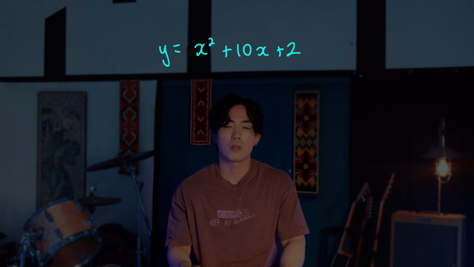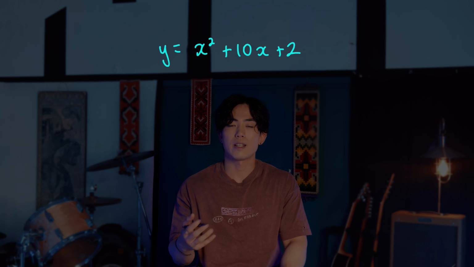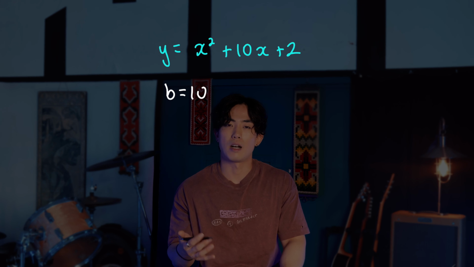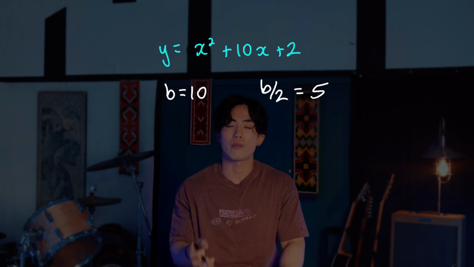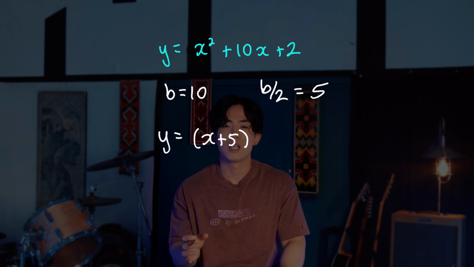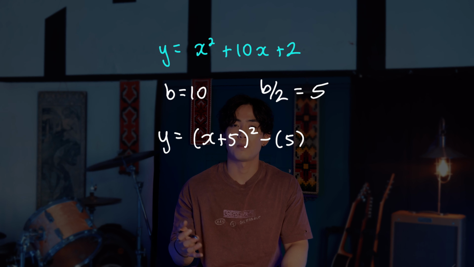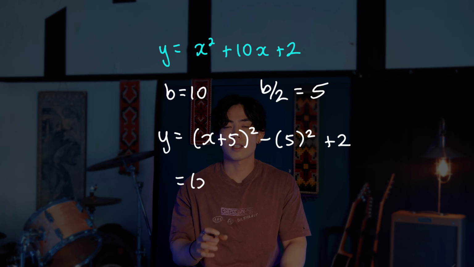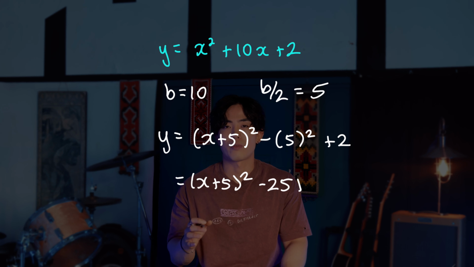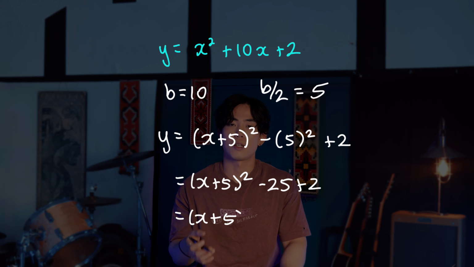Let's try another example. Let's say we have x squared plus 10x plus 2. Okay, so in this case, b is 10. So I'm going to divide that by 2, 5. So we're going to have x plus 5 all squared. We subtract, it's always going to be subtracting b over 2 squared. So subtract 5 squared plus 2. So we're going to have x plus 5 squared minus 25 plus 2, which is x plus 5 squared minus 23.